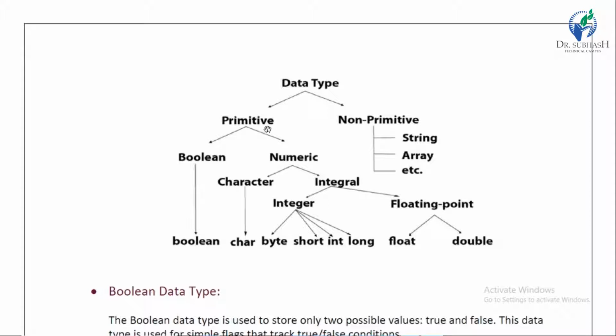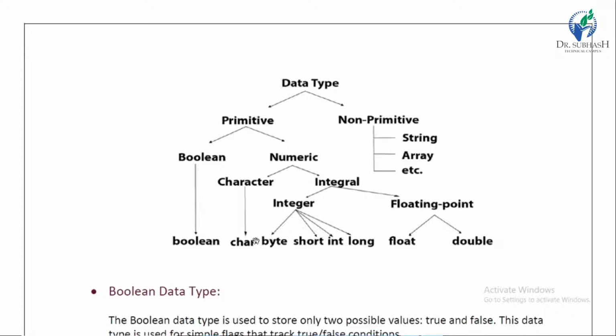Now the primitive data types can be categorized into Boolean as well as numeric. We'll see all the categories one by one. The Boolean category has one data type, Boolean. You can define any Boolean variable, and that variable can have two values, either true or false. The numeric can be categorized into character and integral.